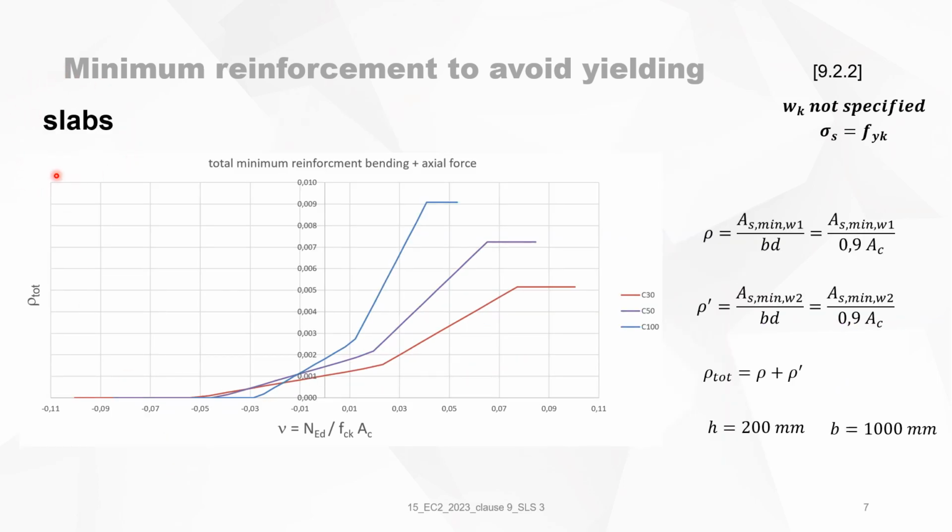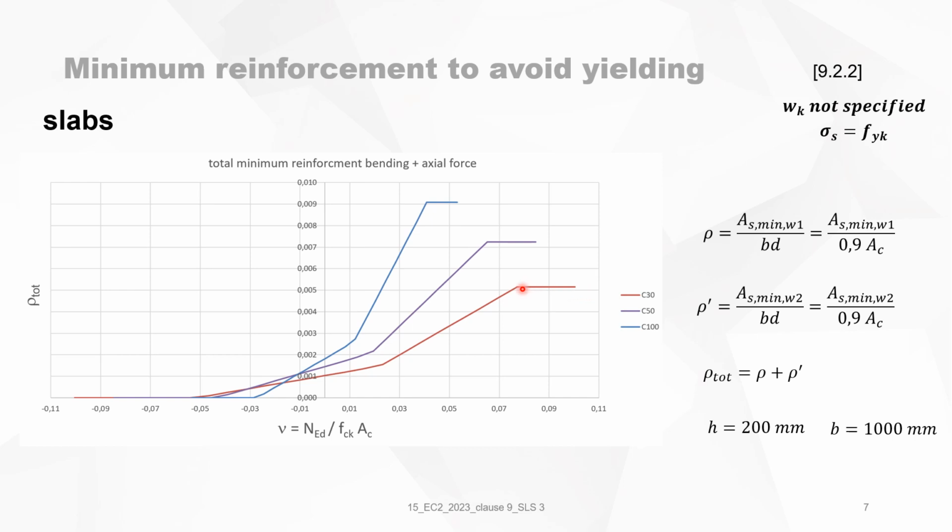We can now look at slabs, and we can make the same kind of exercise. For instance, it is done for a depth of 200 millimeters and a width of 1000 millimeters. For this slab, you can now for each NED, again, I don't know how to estimate NED, calculate the nu. You come here in the nu, and you can easily see what is the minimum reinforcement needed.